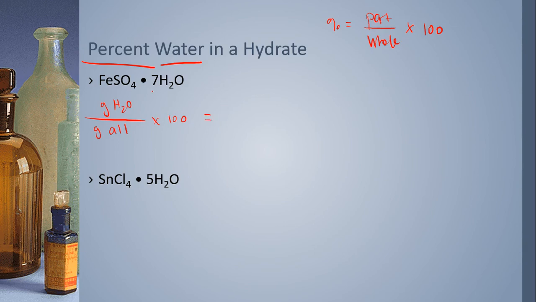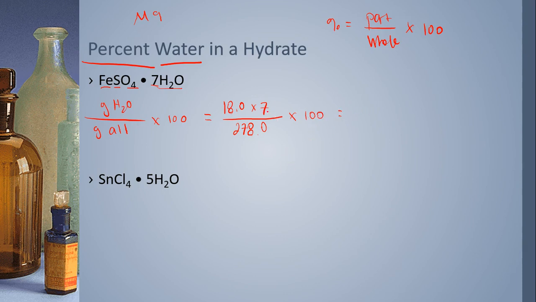So with this first one, the percent water, well, water has a mass of 18 grams. This is just like what we did back in Module 9, back when we did the molar mass. We just simply need to find the molar mass of water. So that's going to be 18. But there are 7 of those. So we need to multiply that by 7 on top to find the mass of water. Well, on the bottom, we need to add the mass of everything. So if you add up the mass of 1 iron, 1 sulfur, 4 oxygens, and 7 waters, you should get 278.0 grams. And then we're going to multiply this by 100.